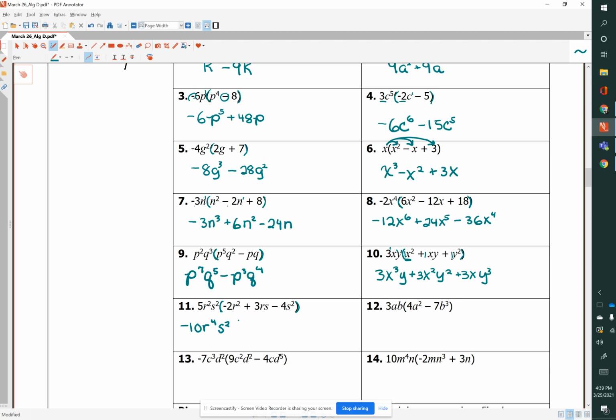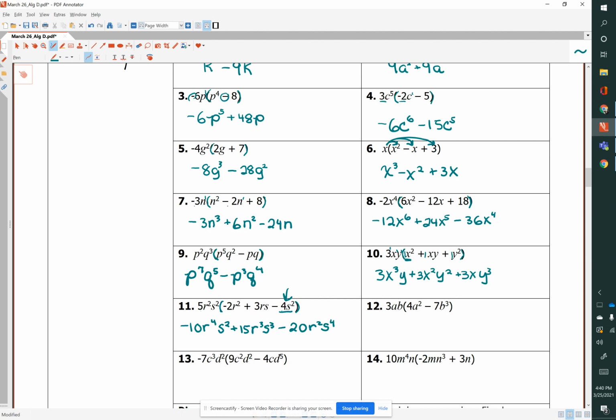Now 5 times a positive 3 is positive 15, and then we have r squared plus 1 is 3, and s squared plus 1 is 3. And then for the last term, we have 5 times negative 4, which is negative 20, r squared. There's no r term in here, so we just put our r squared. Then s squared times s squared is s to the fourth, because we add those exponents.